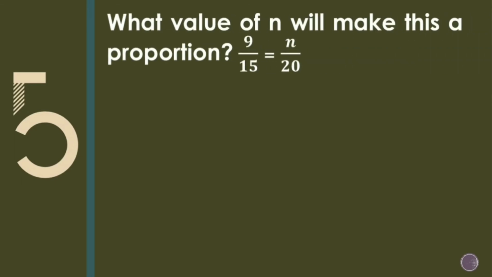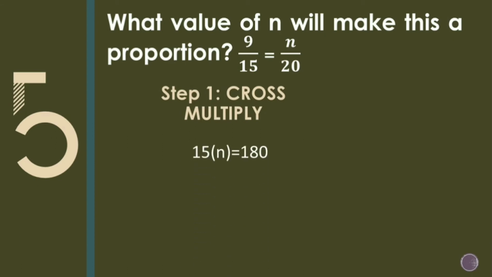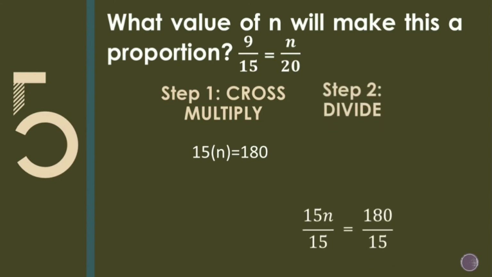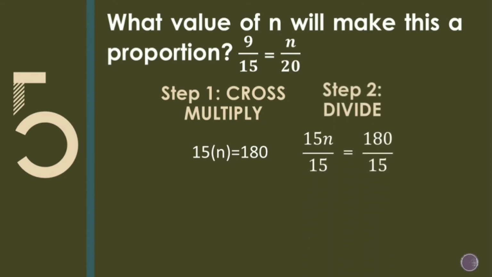Our last example is also about proportion. Number 5. What value of n will make this a proportion? 9 over 15 is equal to n over 20. Step 1. We cross multiply. 15 times n is equal to 20 times 9. And that is equal to 15n equals 180. Step 2. We divide both sides by 15. 15n divided by 15 is equal to 180 divided by 15. And the value of our n is equal to 12.